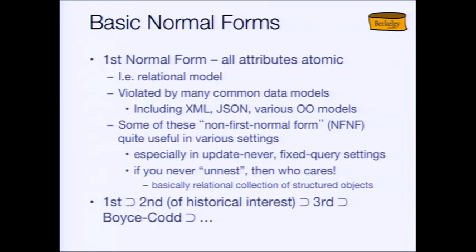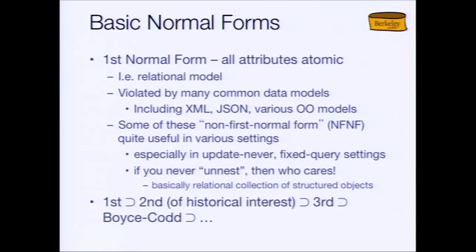First normal form: all attributes must be atomic values, like numbers or dates or strings. They can't be nested. You can't have a tuple inside a tuple. You can't have a table inside a tuple. Right? No collection types, just atomic values in our cells. So first normal form is roughly the relational model.